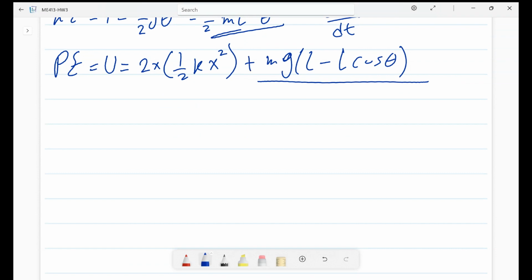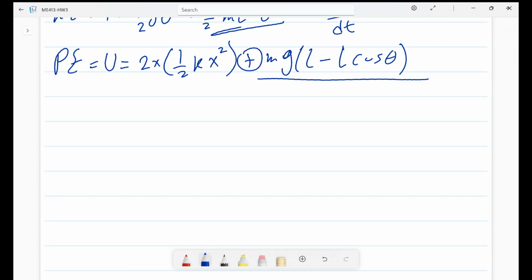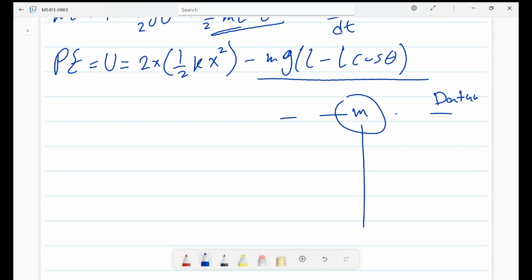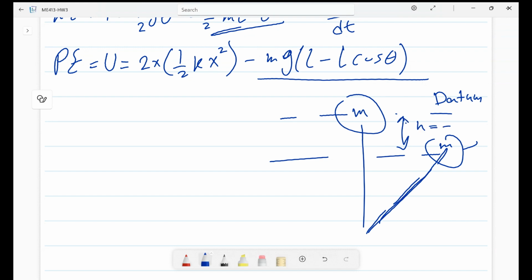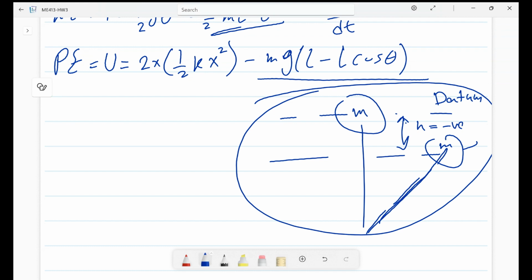And before doing anything, there is a small mistake here. This should be minus, and the reason why is because our mass transferred from this position, which is the datum or the equilibrium position, to this position. If your mass transferred from the datum to a position below the datum, h should equal a negative value. Just to clarify everything here.